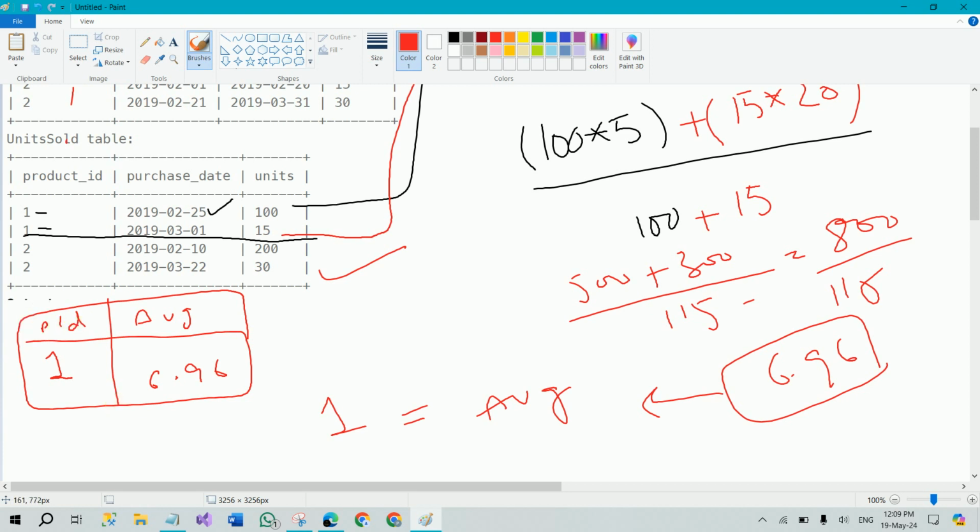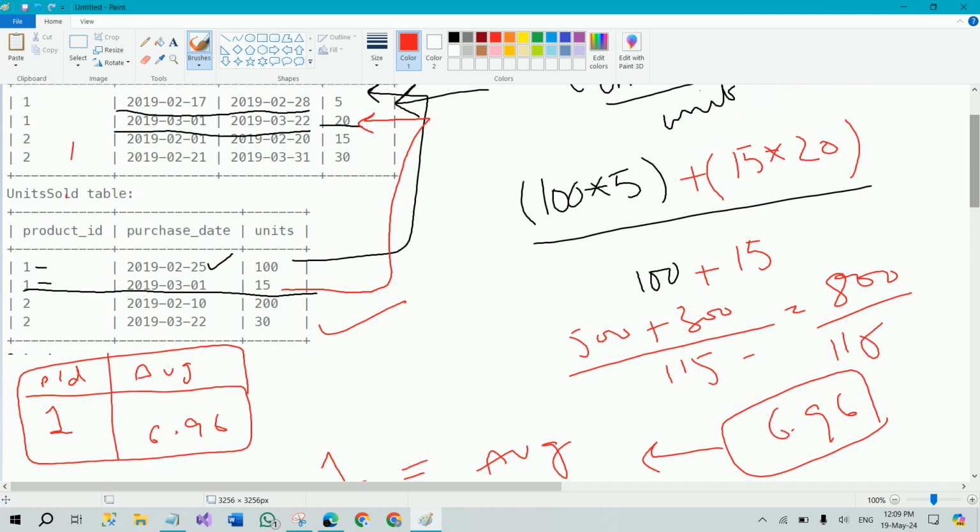The same way we will calculate the price for product ID 2. We have product ID 2 which was sold at price 15 from 1st Feb to 20th Feb. Do we have any record in units sold on this date? Yes, we have one record which is sold on 10th of Feb, which lies between 1st to 20th Feb. So for these 200 units, we are going to use price 15, and adding 200 in the denominator.